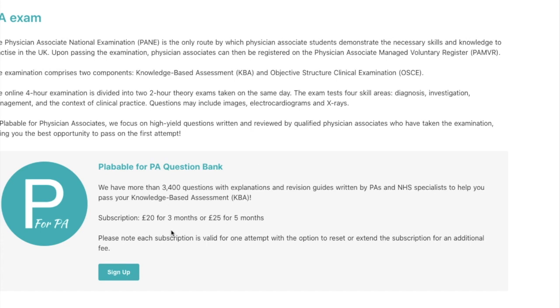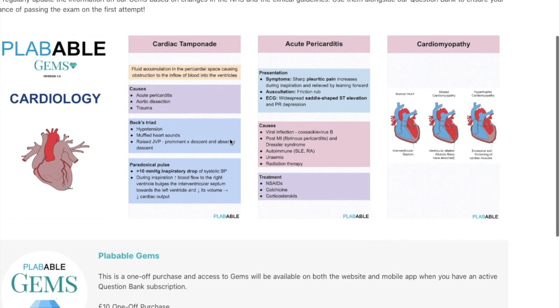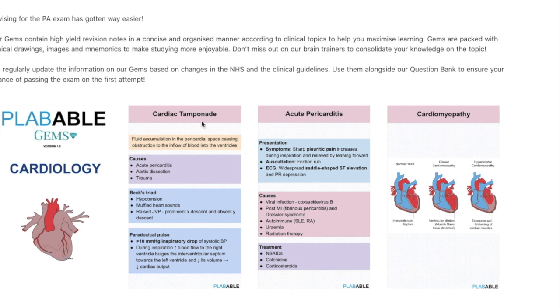This is an online platform, and as you can see, you can see how much you have to pay. This one is subscription wise, £20 for 3 months or £25 for 5 months. They also have some gems, which are small concise flashcards, and those are very useful if you're someone who likes colorful images, and also if you want a bit less information in one concise way. It has a lot of the high yield topics, the diagnosis, management, and a brief overview of the pathophysiology. I found that very useful.